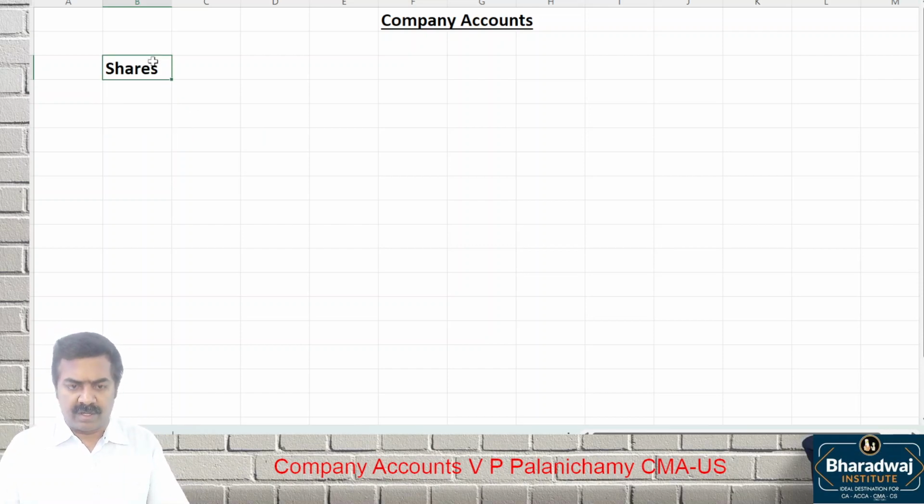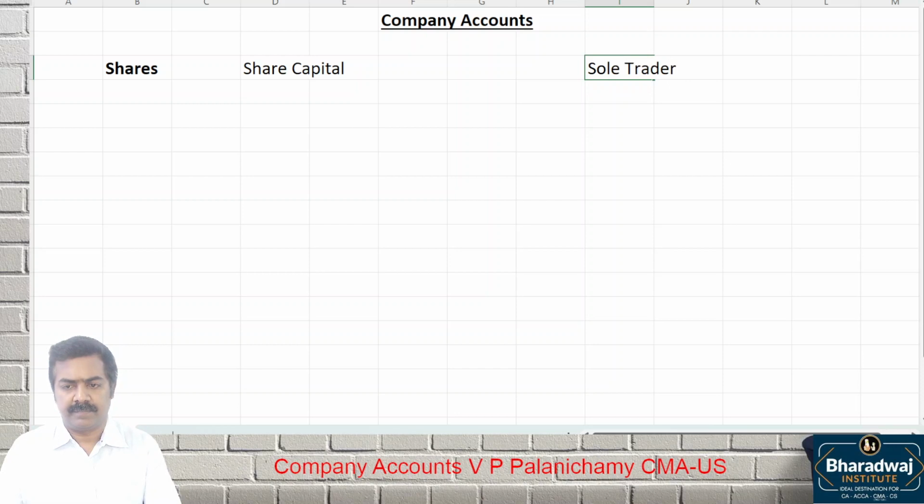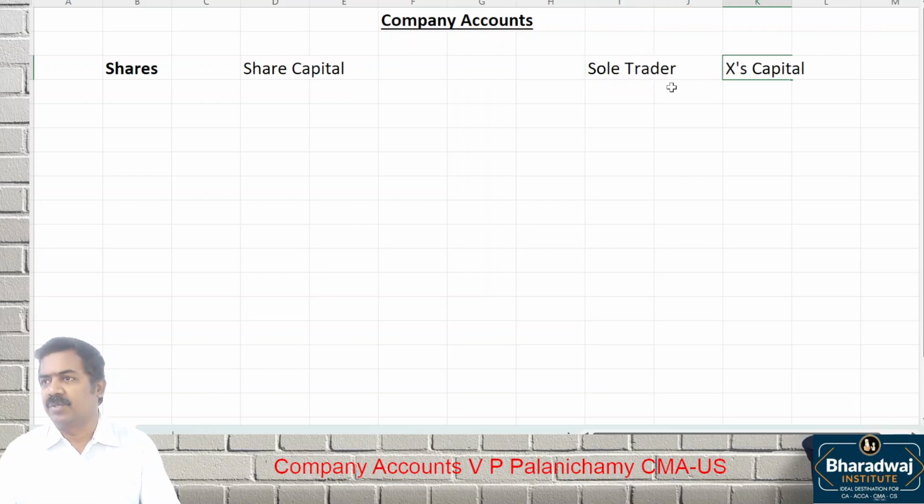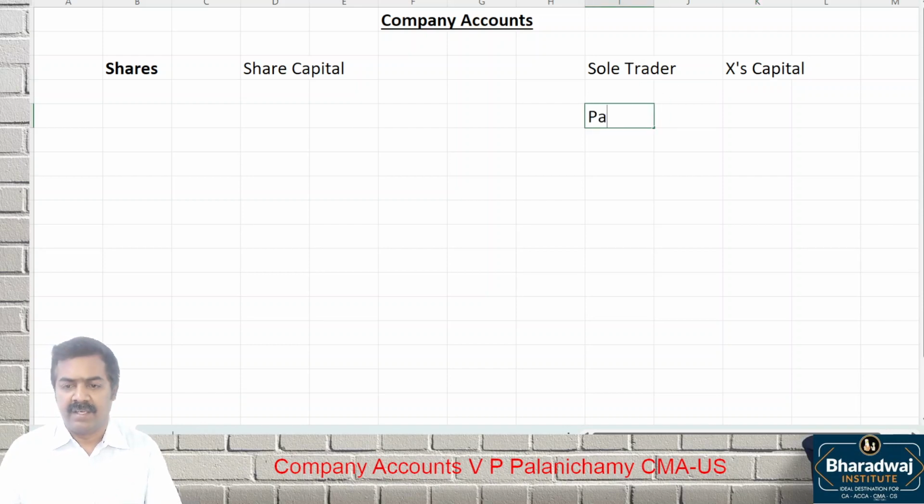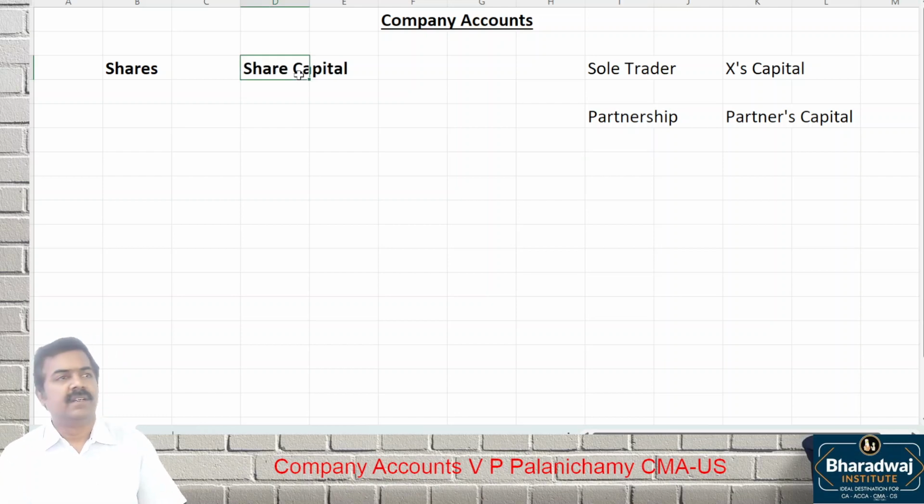Before we go for accounting for share, we call it as share capital. We call it as which one? Share capital. See, in case of a sole trader, what do you name? We call it as proprietor's capital, like that we use the word proprietor's capital. In case of partnership, what is the word we use? Of course, partner's capital. In case of a company, it is called as which one? Share capital. Simple. Capital invested by members of the company.